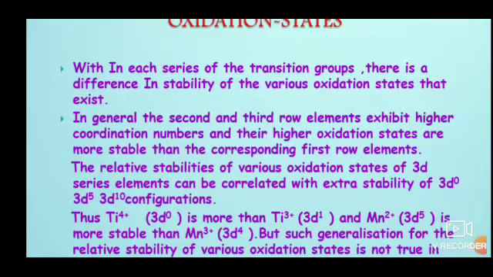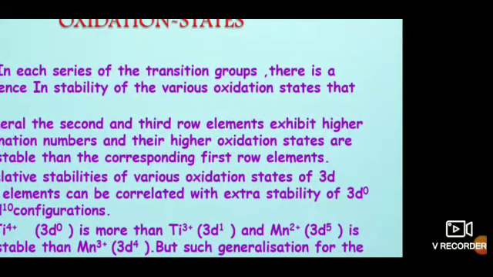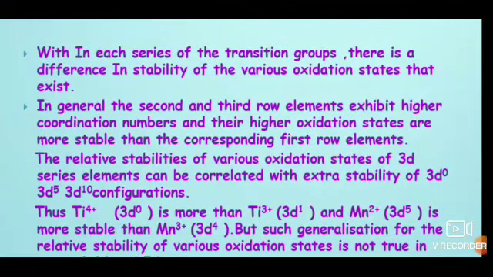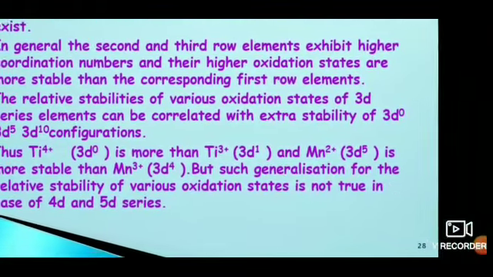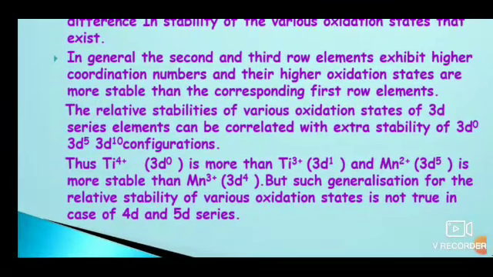The relative stabilities of various oxidation states of 3d series elements can be correlated with the extra stability of 3d0, 3d5 and 3d10 configurations. For example, here given titanium 4+, which is having 0 unpaired electrons, is more stable than titanium 3+, which is having 1 unpaired electron, because 3d0 is an empty configuration. And Mn2+ 3d5 is more stable than Mn3+ 3d4.